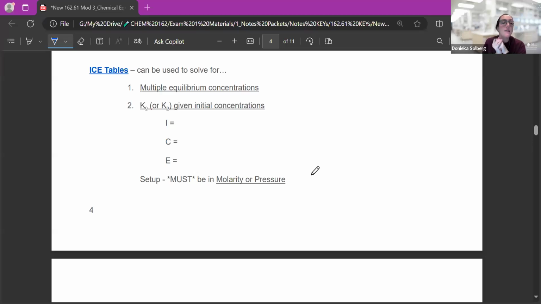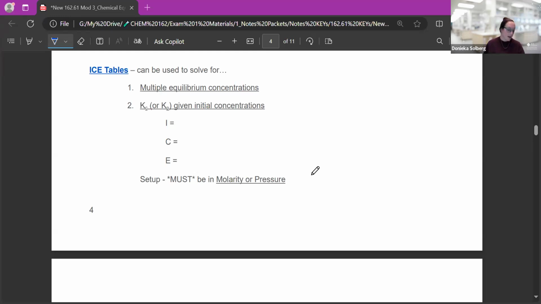Okay, so ICE tables can be used to solve for multiple equilibrium concentrations. So if I'm missing a couple of them, I can't just plug and chug into a K equation if I have two or more variables, right? ICE tables can be used to find Kc or Kp. If I didn't give you the equilibrium concentrations, I only gave you the initial concentrations, I can't just plug and chug, because initial is not at equilibrium. So if you plug them in, you're not going to get the K value. These types of problems are going to be your most common types of problems this semester.